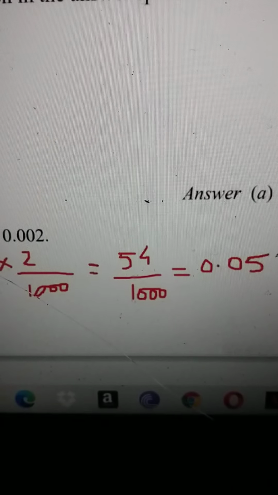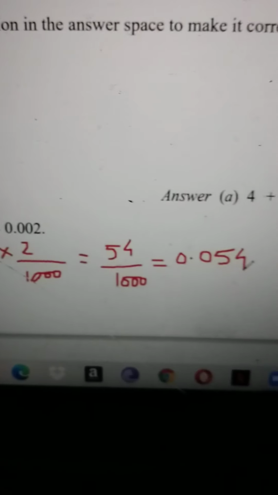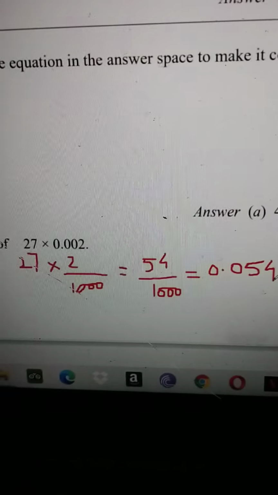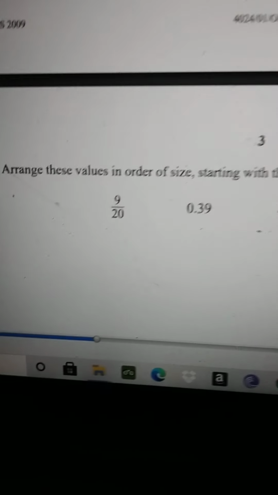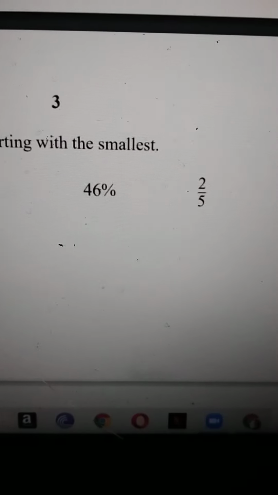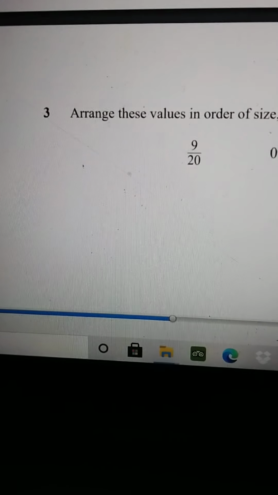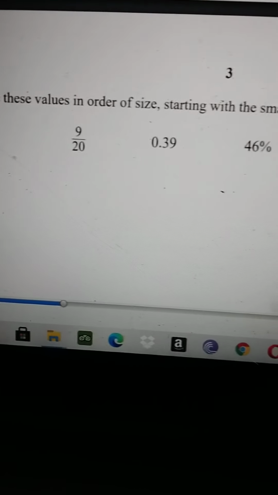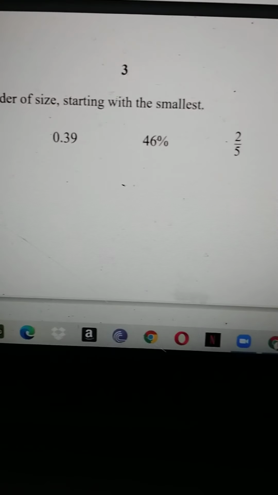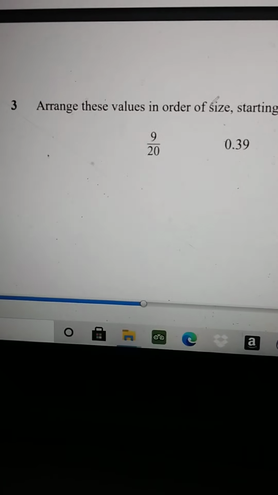So this is a quick method of converting a decimal: when a decimal is multiplying by an integer, this method can be used. Arrange these values in the order of size, starting with the smallest. We can convert each one of them into percentage, or each into a fraction with the same denominator. The easiest method is to convert them into percentage. So multiply each and everything by 100.